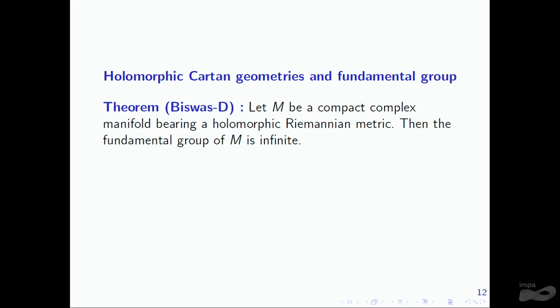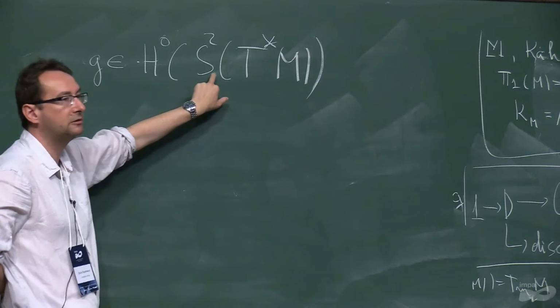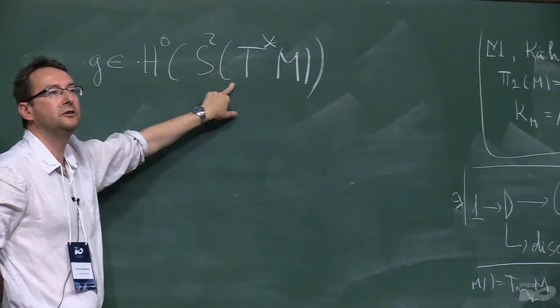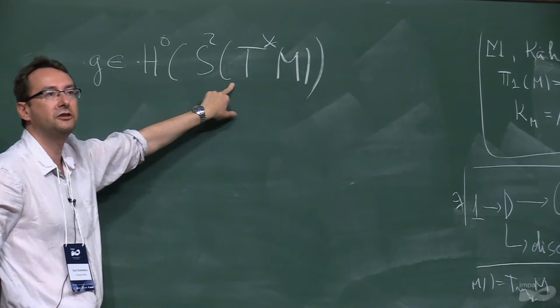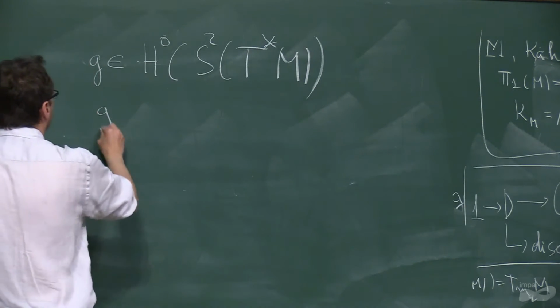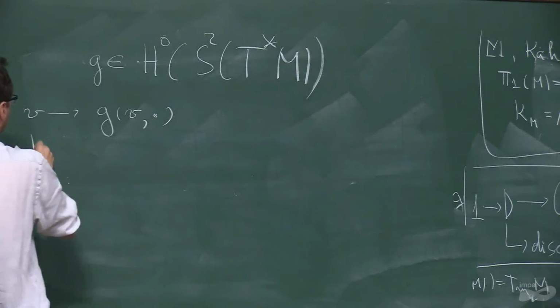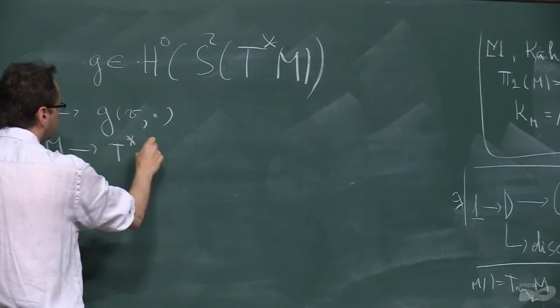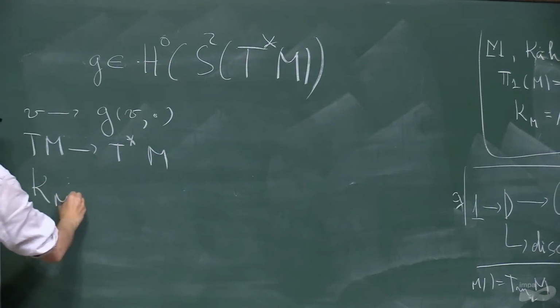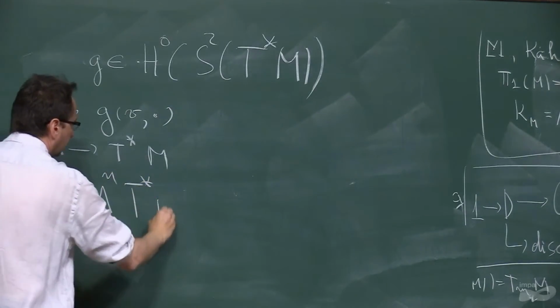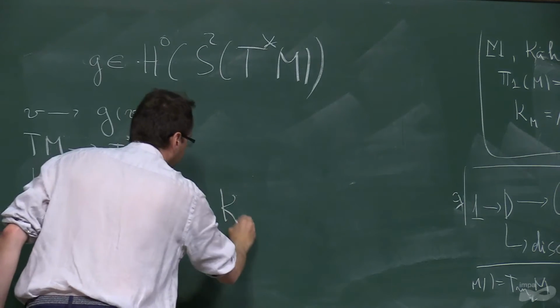The precise definition is that a holomorphic Riemannian metric is a section of the second symmetric power of the cotangent space. So at each point you have a non-degenerate complex quadratic form. It realizes an isomorphism between the holomorphic tangent space and the holomorphic cotangent space. This also gives you the fact that the canonical bundle is isomorphic with the anti-canonical bundle.